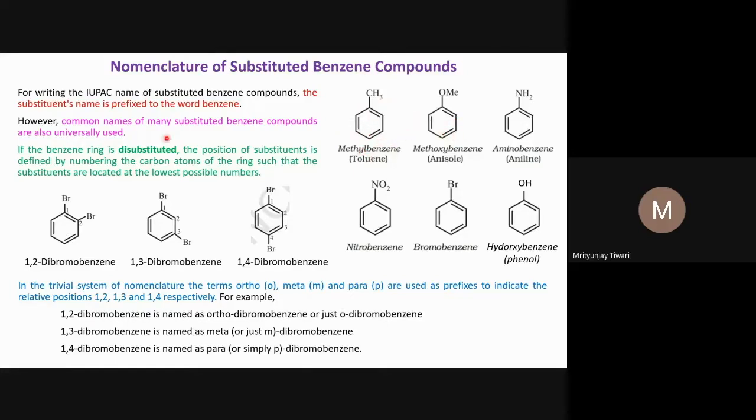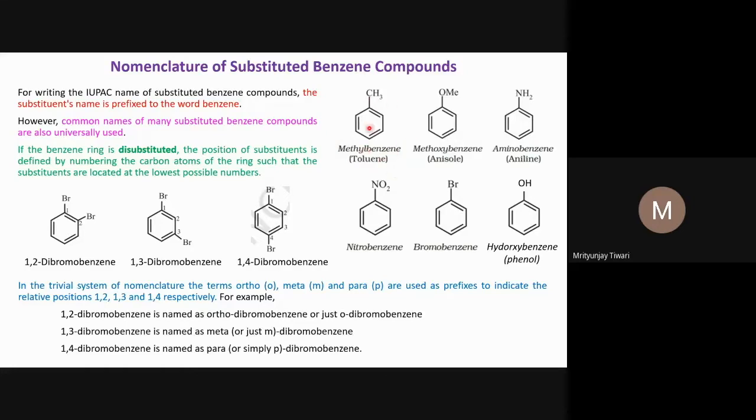Now, the common names of many substituted benzene compounds are also universally used. There are many substituted benzene compounds for which people have given a particular name. As we know, methane was a common name initially, and now methane is accepted in IUPAC nomenclature. Similarly, ethane, propane, and butane are all accepted in IUPAC nomenclature, but they were initially the common, trivial names. Whatever name people initially gave to a compound, IUPAC has accepted. Similarly, for benzene, these names are there. There are many substituted benzenes for which the common names are also accepted.